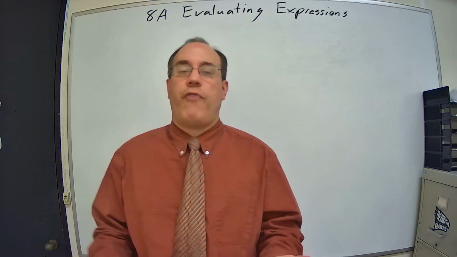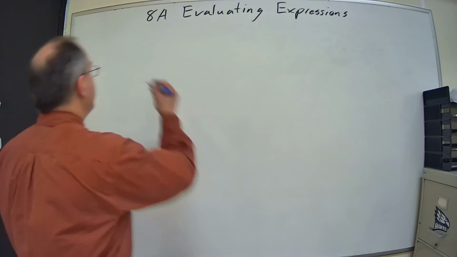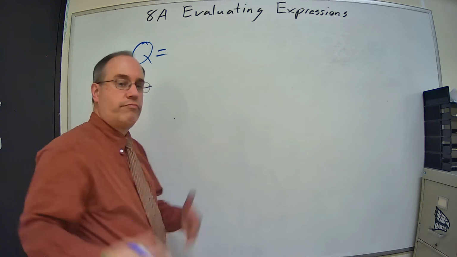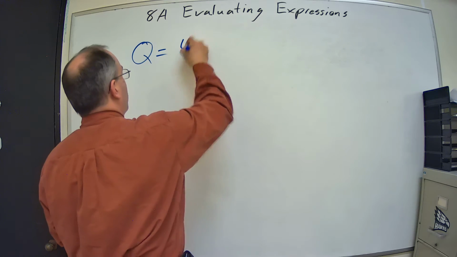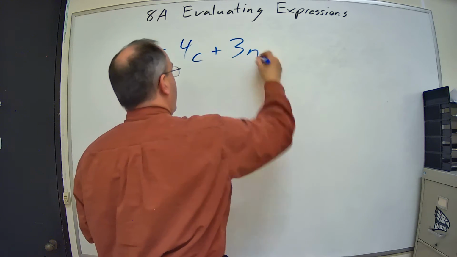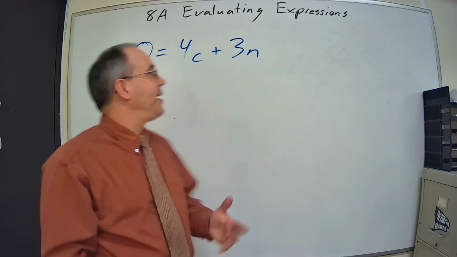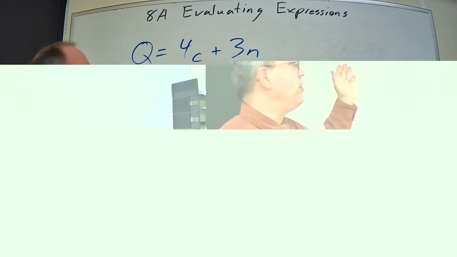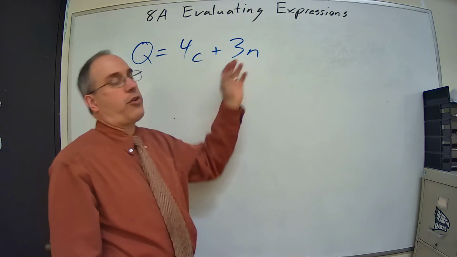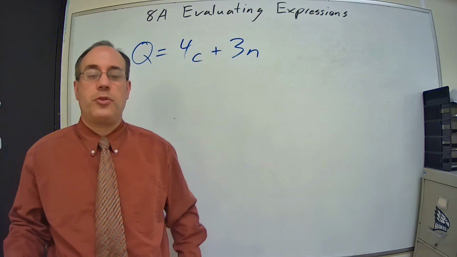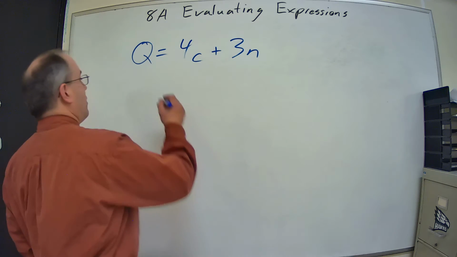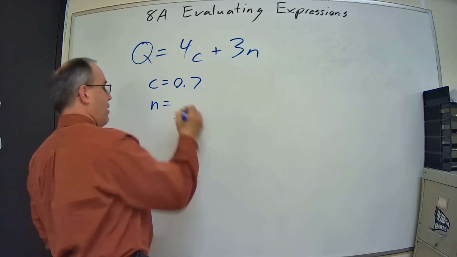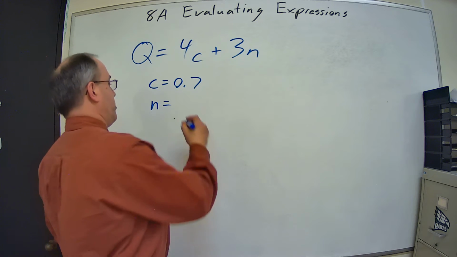So let's say we have the following algebraic expression. Q is equal to 4C plus 3N. That is just some random expression. I'm not going to tell you that Q means anything specific, or C means anything specific, or N means anything specific. But I am going to tell you that C is equal to 0.7 and N is equal to 1.2.